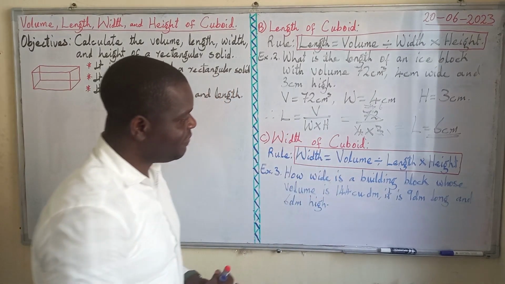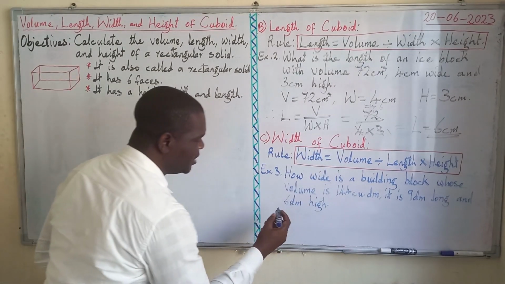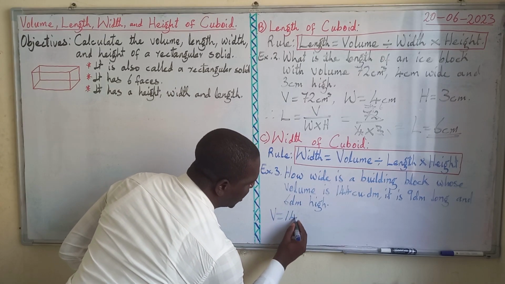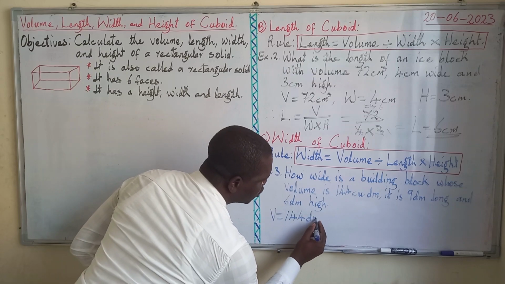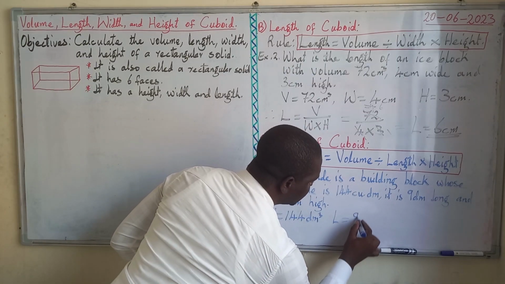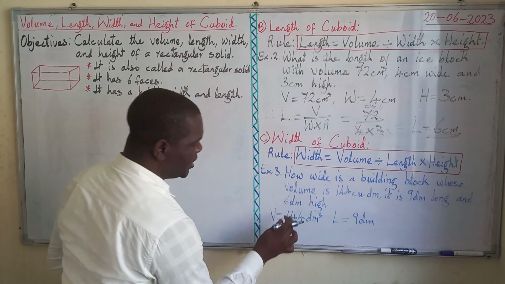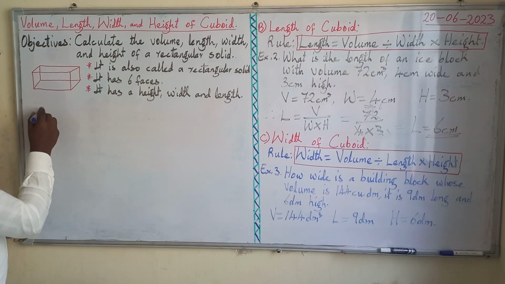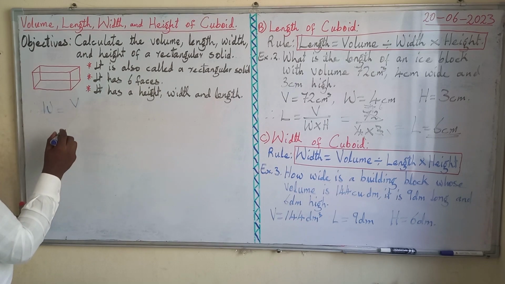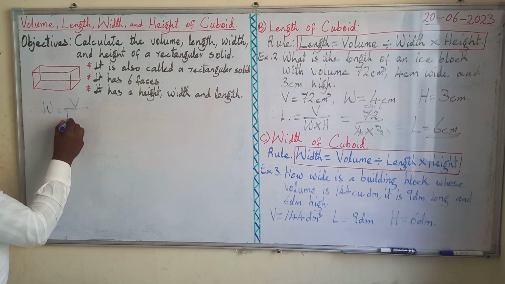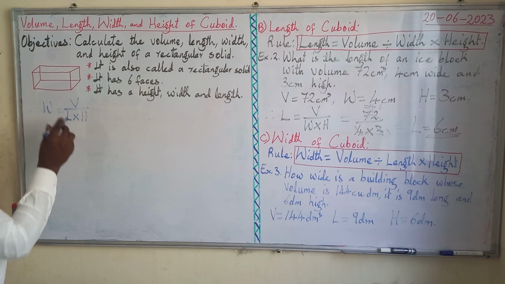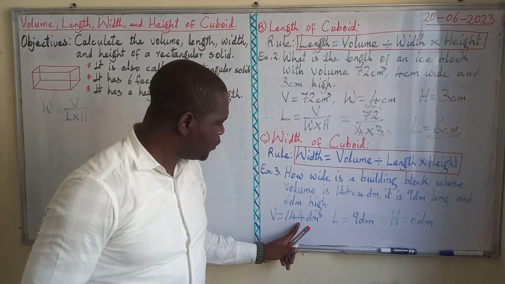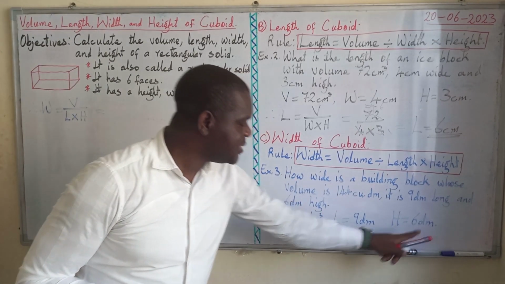So how do we find this? First, you identify what is given. We start with volume. And our volume here is equal to 144 decimeters cube. We have the length, 9 decimeters, and we have the height, 6 decimeters. Therefore, width will be equal to volume divided by length times height. And we can substitute this with these figures: 144, 9, and 6.